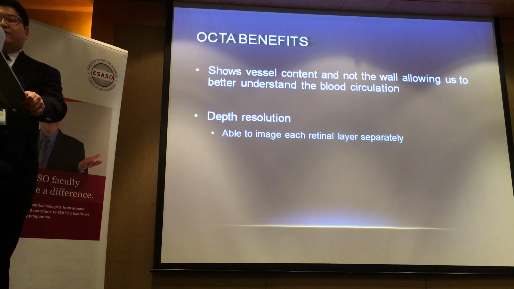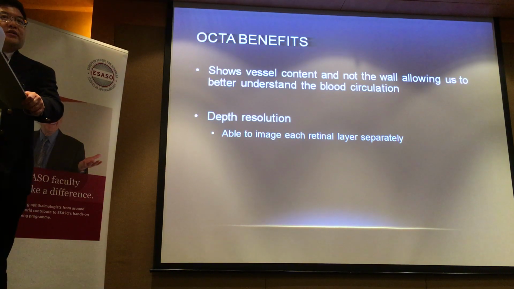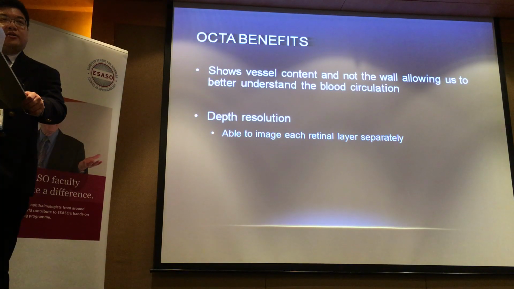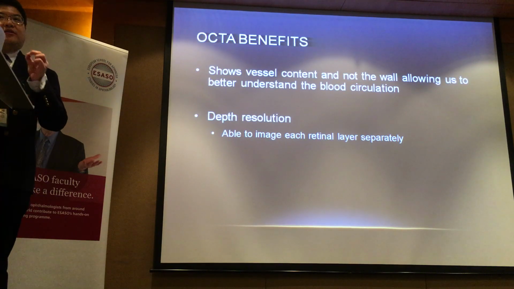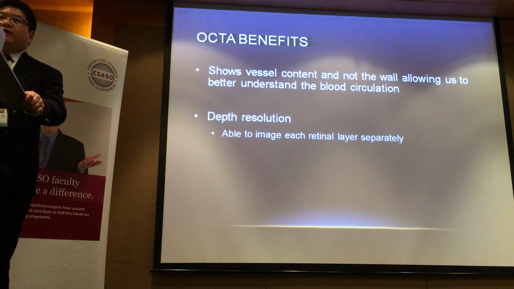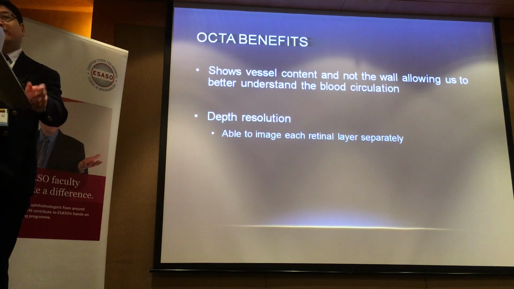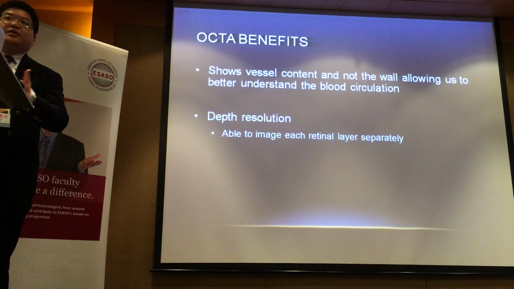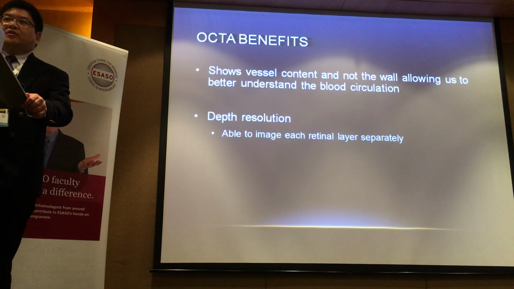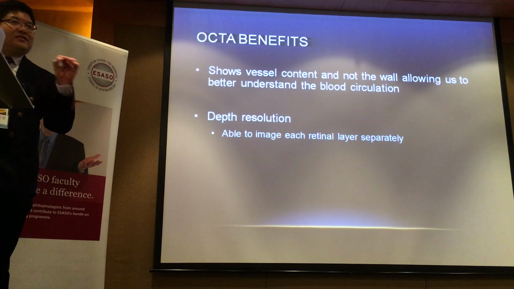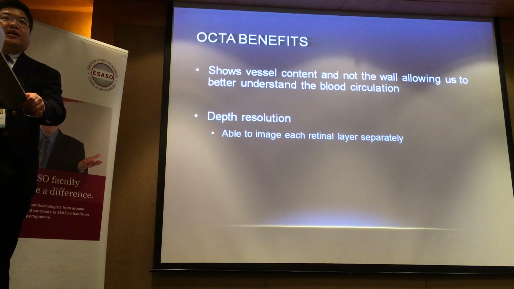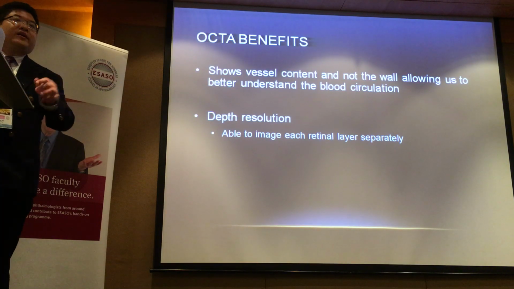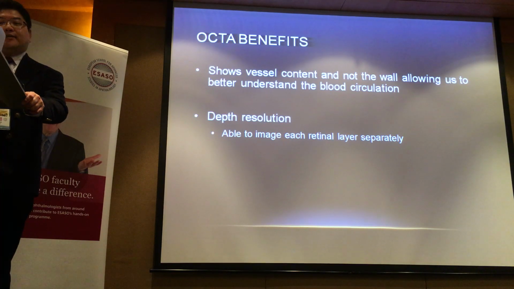Also, it can show the vessel content and not the wall. So this gives us a better idea of the blood circulation. And very importantly, it's got depth resolution. So we're able to image different layers of the retina, as you'll see, and see the vasculature in each of these layers. Whereas with fluorescein angiography, for example, the vessels are actually overlapping. So you actually get a composite of all the images, and you have to sometimes try and discern which layer it is. That, by the way, can be overcome partly by the use of stereoscopic angiography. If you do a stereo pair, that can give you an indication, for example, where the leak is coming from.